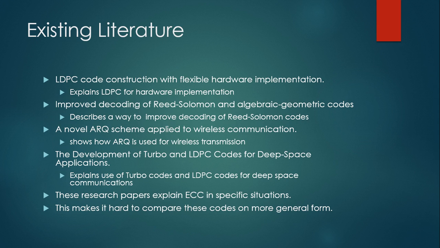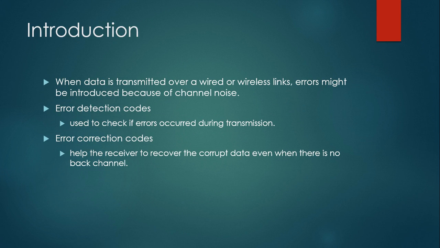The third one is a normal ARQ scheme applied to wireless communication. This one shows how ARQ can be used for various wireless transmission techniques. The fourth one is development of turbo and LDPC codes for deep space application. It explains how turbo codes and LDPC codes are being used for deep space communication and satellite communication. And these research papers explain error correcting codes in very specific situations, and this really makes it hard to compare all these codes in a more general form.